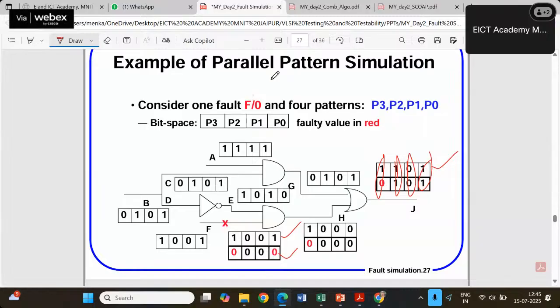Likewise you can run this for J stuck at 0 as well, and you will be able to figure out that with the help of the same pattern you are able to detect J stuck at 0 as well. So this is the parallel pattern simulation technique. Here we can see for one fault, multiple spaces for each and every branch.